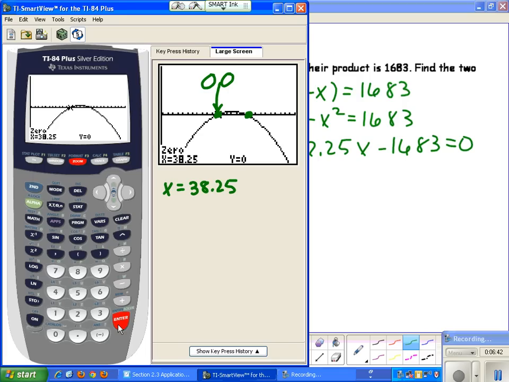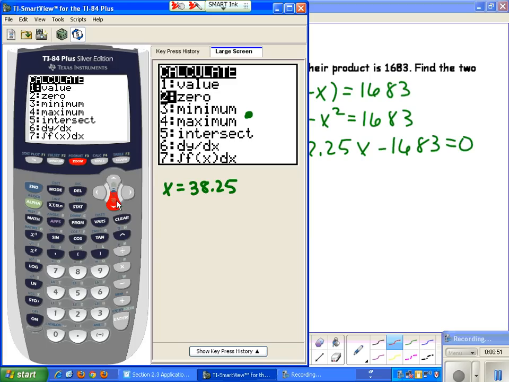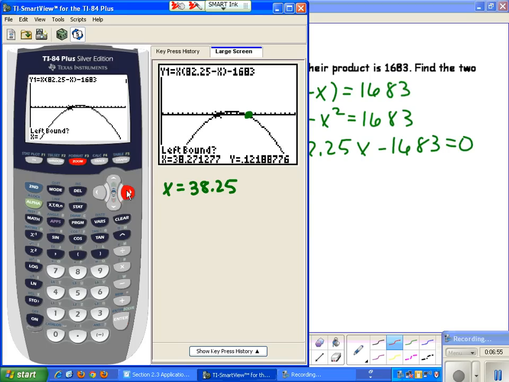So I have x equals 38.25. That's the first one. Now I need to go ahead and do the next one, so I have to do it all over again. Second, trace. We want the zero. We're going to do left bound, and now it's something above the x-axis. Enter. Right bound would be something below the x-axis from that point. Again, it doesn't have to be exactly where I put it, but close enough. Enter, and we get x is equal to 44.